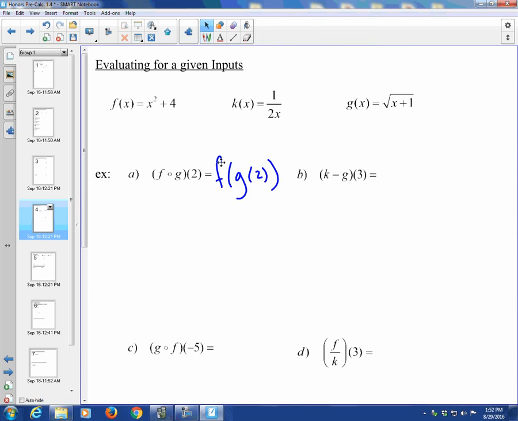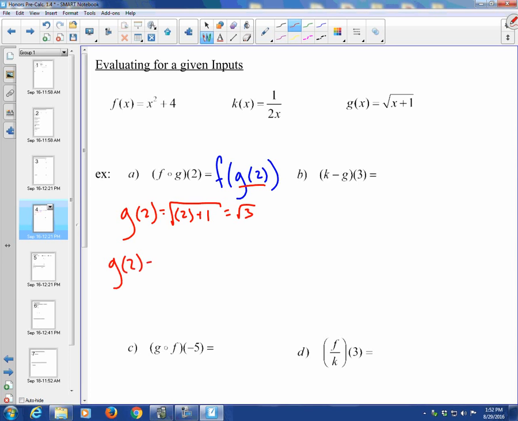So right here, we can first evaluate g of 2. And when we do that, we're going to get the square root of 2 plus 1, which gives us the square root of 3. So we know g of 2 equals the square root of 3. Now, for our g of 2 in f, we can plug in that square root of 3 and evaluate f for the square root of 3. And that will give us the square root of 3 squared plus 4, or 7.